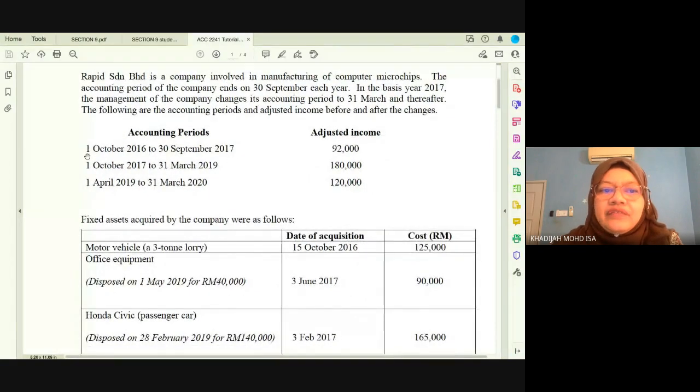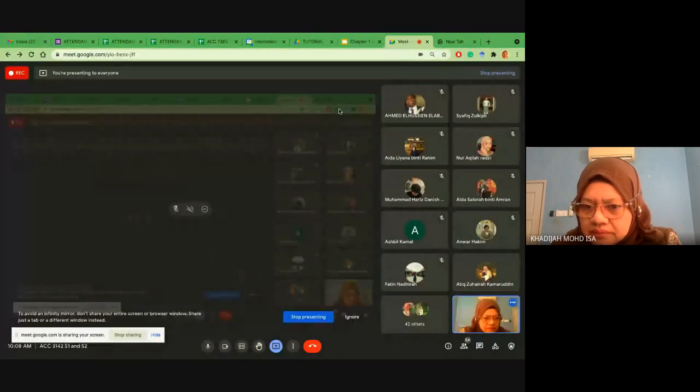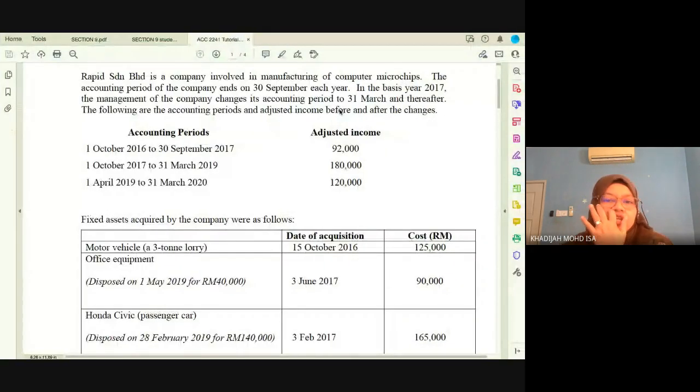So you can see that in the first basis period, the accounting period is 1st October 2016 to 30th of September 2017 with adjusted income of 92,000. Then we have changed our accounting year end to 31st of March. But because of the change of accounting year end, the company has an accounting period of 1st October 2017 to 31st March 2019, right? And the adjusted income for that period is 180,000.